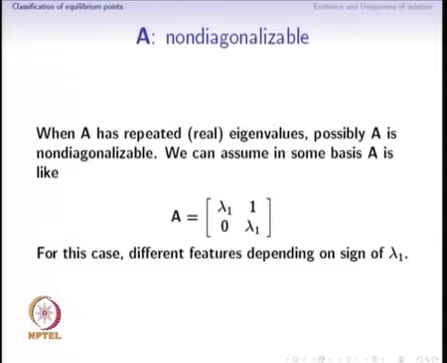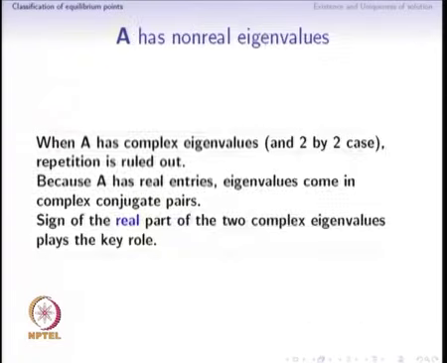In that situation, we will assume that in some basis A is of this form, lambda 1, 1, 0, lambda 1. This is the so called Jordan canonical form. Here the different features depend on the sign of lambda 1. And when A has non-real eigenvalues, that means it has complex eigenvalues, then for the 2 by 2 case, repetition of eigenvalues is ruled out.